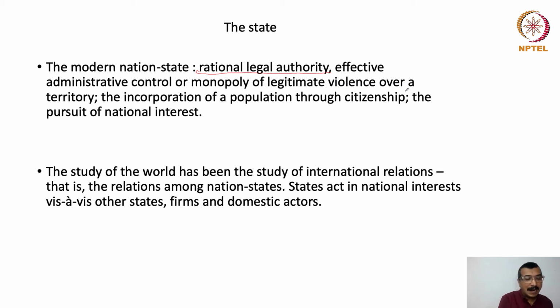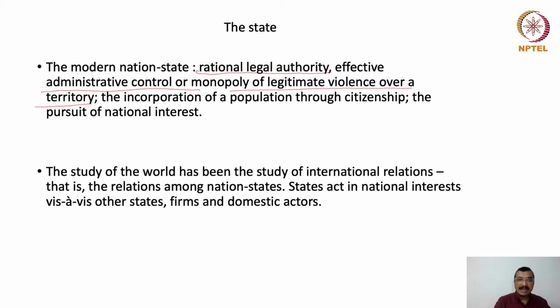And effective administrative control or monopoly of legitimate violence over a territory. A second important aspect of the nation state is that effective administrative control. Here again we have to go back to Max Weber when he talks about bureaucracy as a very efficient form of rational legal authority, which is of course characteristic of the modern nation state. And the monopoly of legitimate violence over a territory. This is yet another important feature of the modern state.